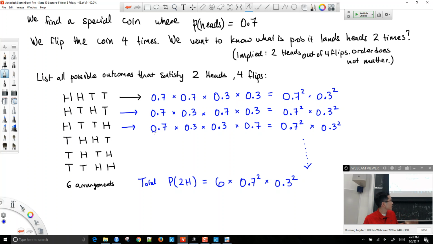So we had 6 possible arrangements. We did 6, and we said 0.7, that's the probability of getting heads. It's going to happen twice, and the probability of getting tails is going to happen twice: 0.3 squared.